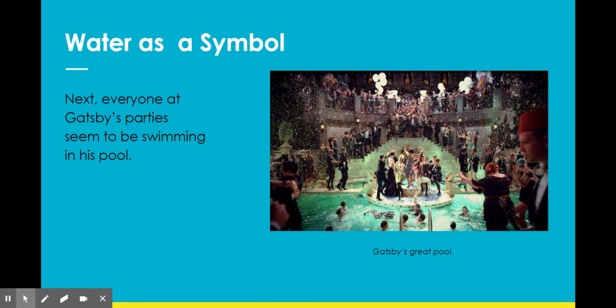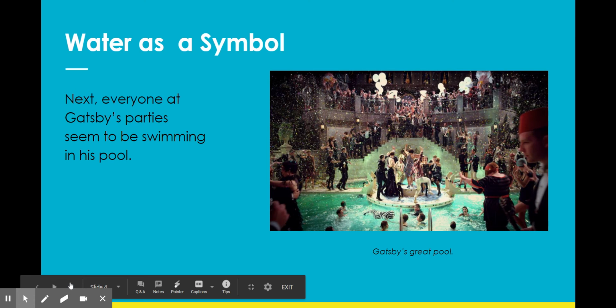Think about Gatsby's parties. That picture right there sort of says it all. Everybody seems to be surrounding the pool, swimming in the pool. Gatsby's pool plays a really important role at these parties. And then we know at the end of the novel, or at least in chapter 8, when we find out what ultimately happens to Gatsby, right? Where does he end up? He ends up in his pool at the end of chapter 8, right? So again, water, that reoccurring idea, that symbol that just keeps popping up over and over.